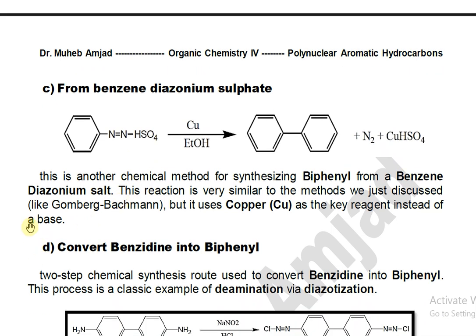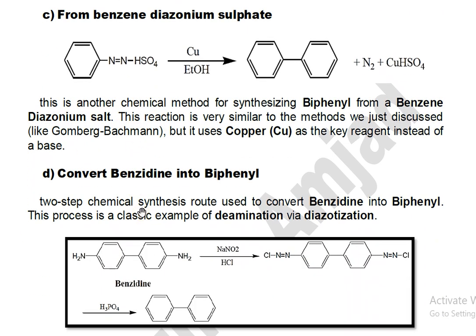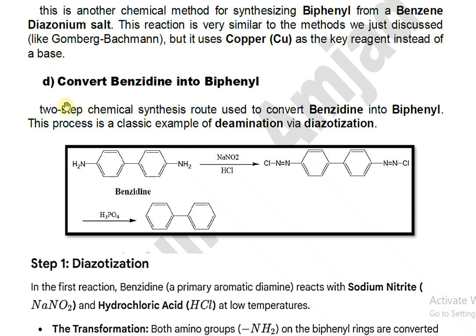Okay. The other reaction to prepare this type of compound, the biphenyl compound, is to convert the benzidine into biphenyl. It is a two-step chemical synthesis route used to convert the benzidine. Benzidine is the biphenyl compound that contains NH2 in both positions, at position number 4 here. 1, 2, 3, 4. That means this is position number 4. So this compound is called benzidine, and the NH2 group will be converted to the diazonium salt.